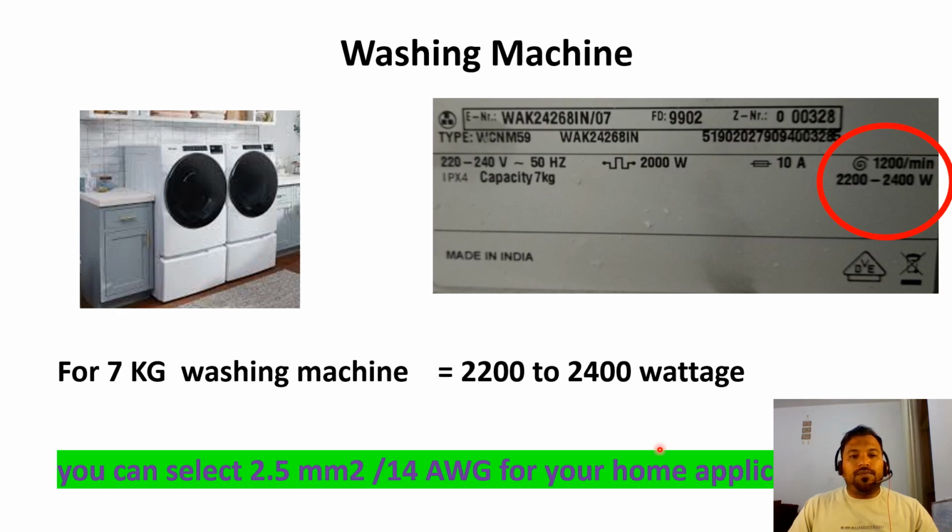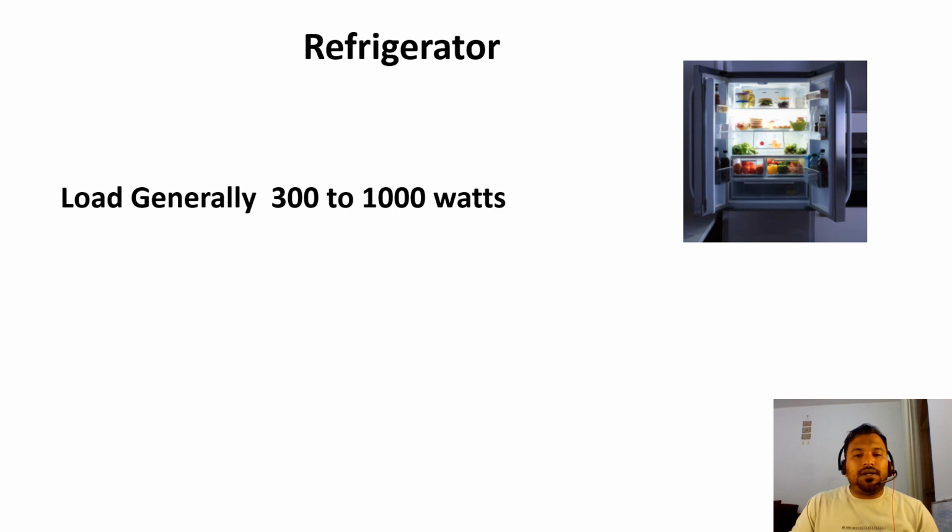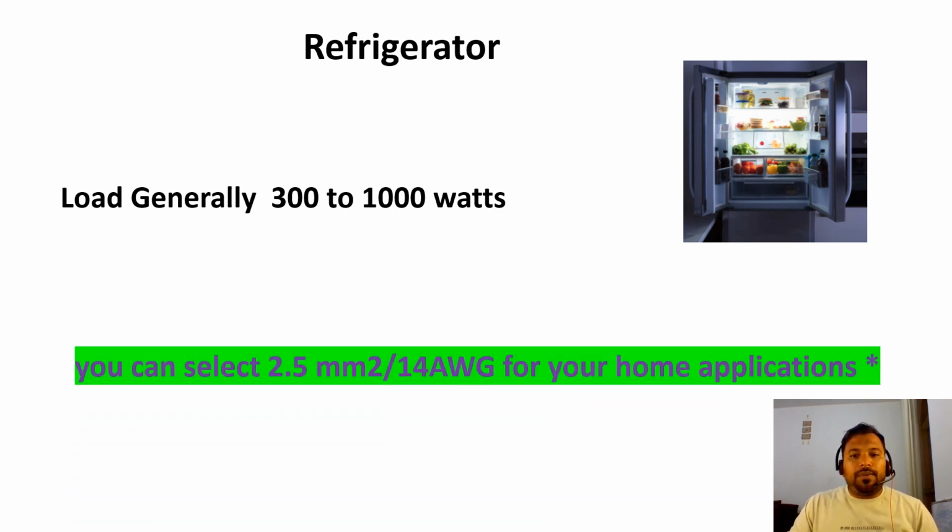Let's see the wire sizes for the refrigerators. Refrigerator load is generally between 300 to 1000 watts. My recommendation is to go with 2.5 mm square or 14 AWG wire sizes.